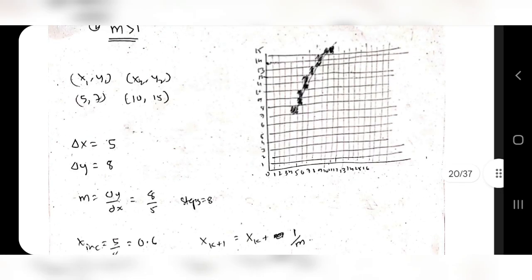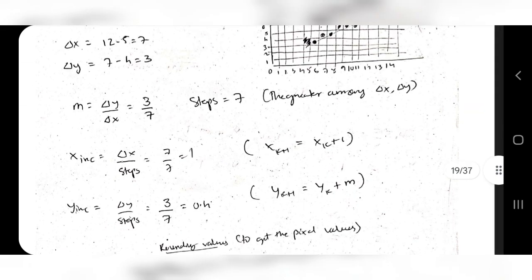The result is written as follows, same as the previous one, just the floating point values are converted to integer points by estimation. That is for slope greater than 1. One thing you can observe here is that whenever we increment x, the x increment is 1. What is 1? It is nothing but just the next point.